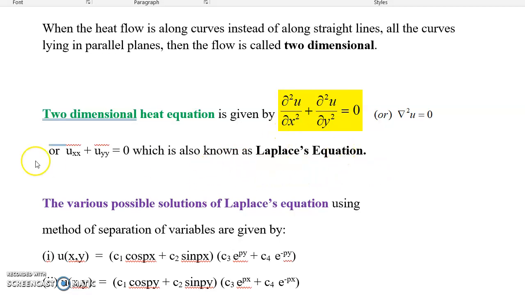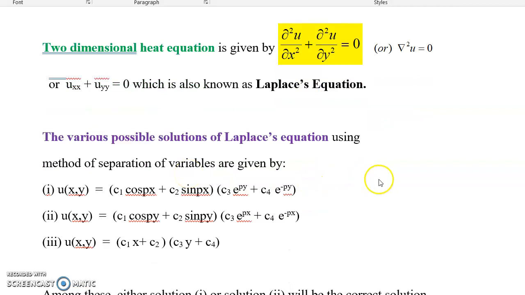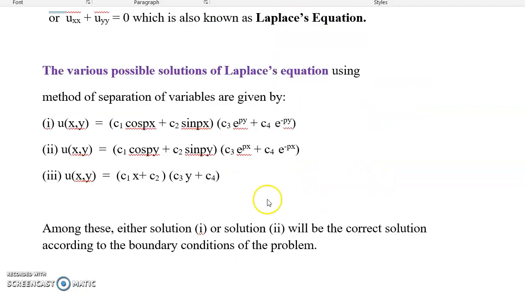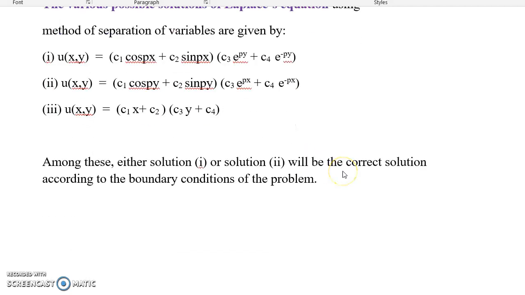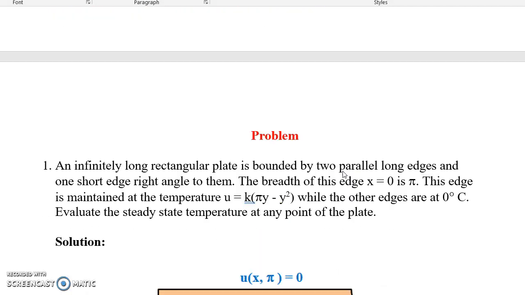This equation is the two-dimensional heat equation, where u denotes the temperature at a point (x, y). And these three are the various possible solutions of the Laplace equation using the method of separation of variables. Among these, either solution 1 or solution 2 will be the correct solution depending on the boundary conditions of the specific problem. So let us see a problem here.